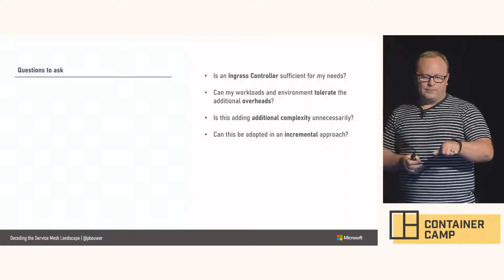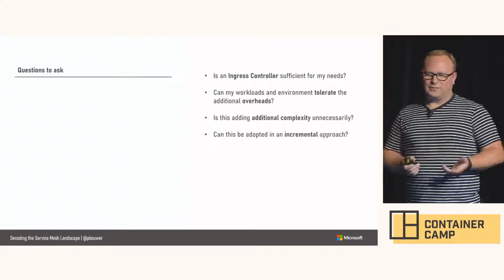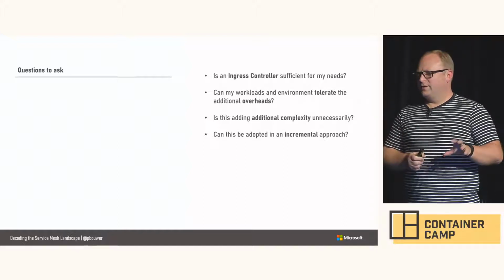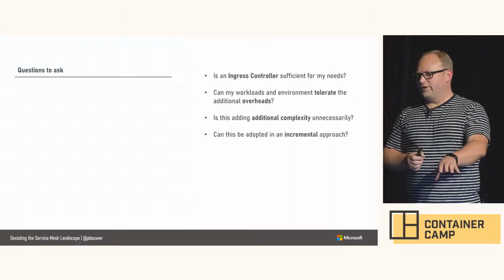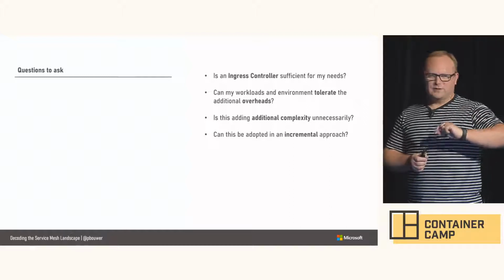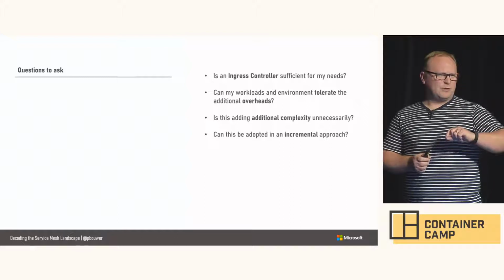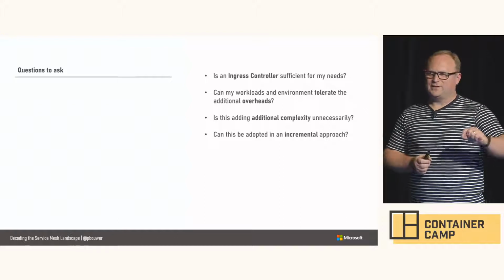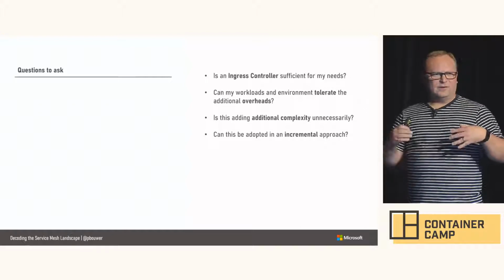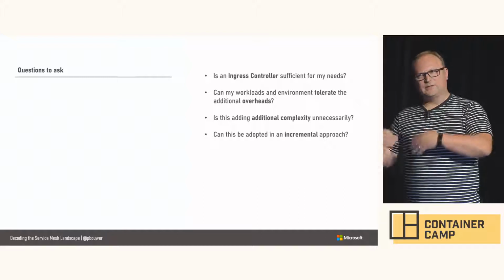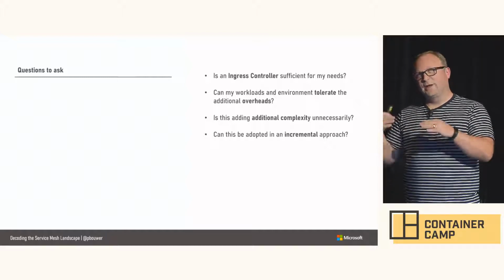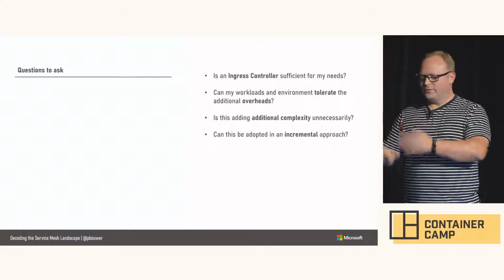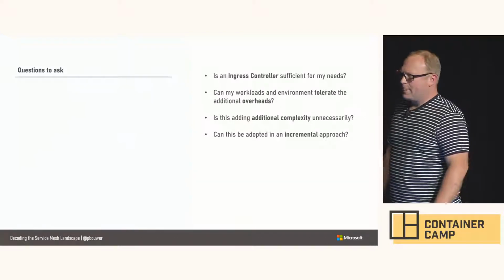The bottom question there: can this be adopted in an incremental approach? We're starting to see a lot more work around this, where you can start to adopt service meshes piecemeal. So maybe you can get mutual TLS as the first step, and then if you need another capability, you can add something else into the mesh, or add additional components of the mesh that will give you those additional capabilities.